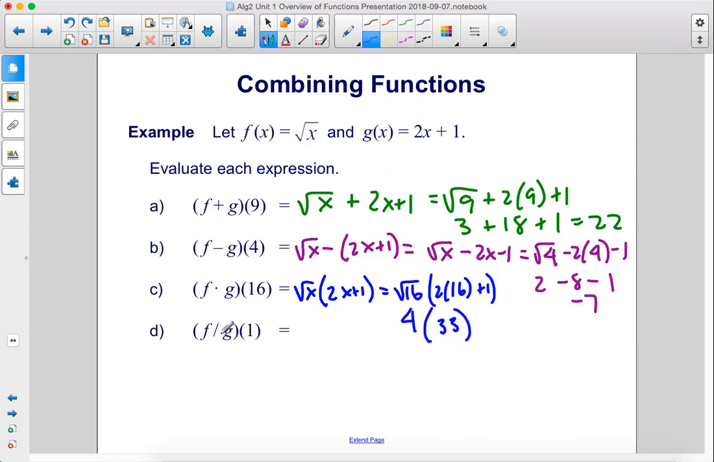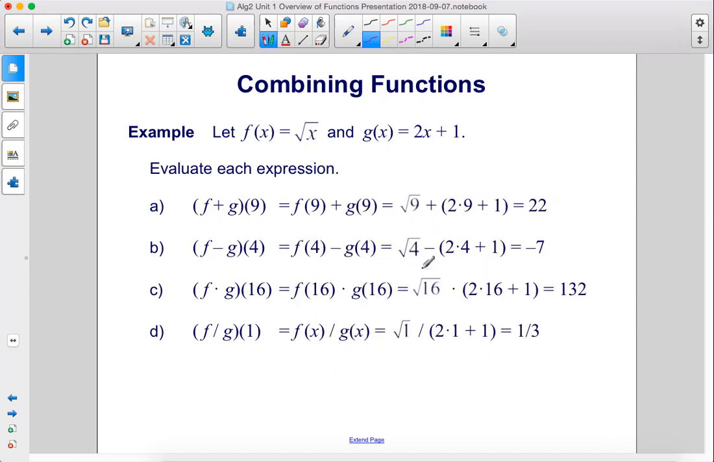And then finally, f over g of 1. So square root of x over 2x plus 1. So that equals the square root of 1 over 2 times 1 plus 1. And we'll move down here. It's 1 divided by 2 plus 1, which is 3.